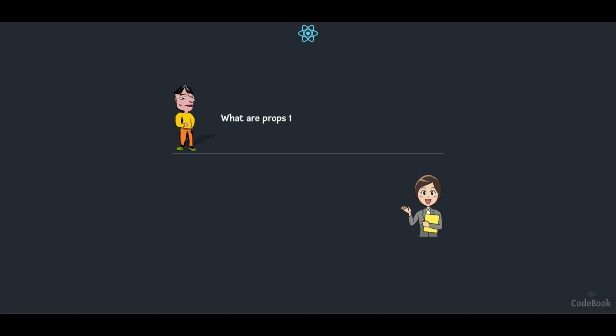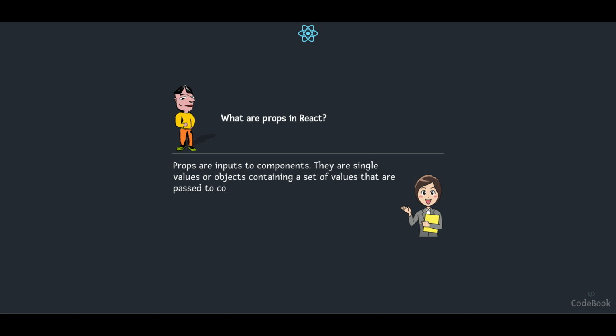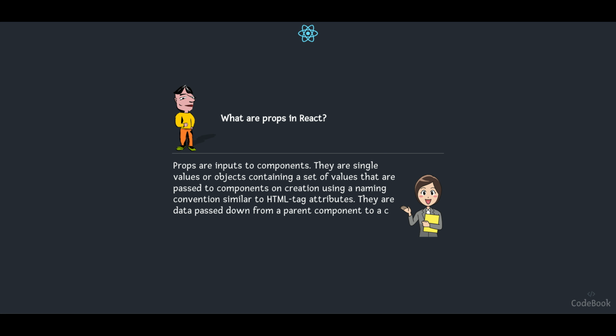What are props in React? Props are inputs to components. They are single values or objects containing a set of values that are passed to components on creation using a naming convention similar to HTML tag attributes. They are data passed down from a parent component to a child component.